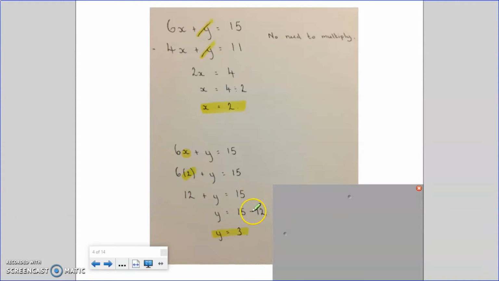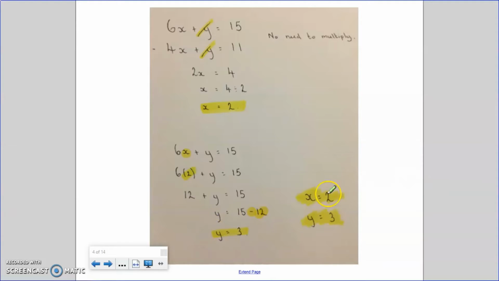I subtracted 12 away from each side. You can see my negative 12 at this point because I've subtracted 12 from this side. At the same time, I've subtracted 12 from this side, telling me that the variable y must equal 3. And that is how I found my solution of x equaling 2, y equaling 3.